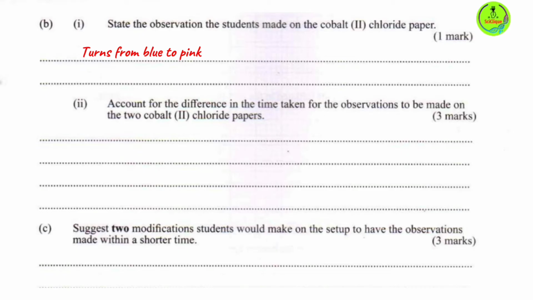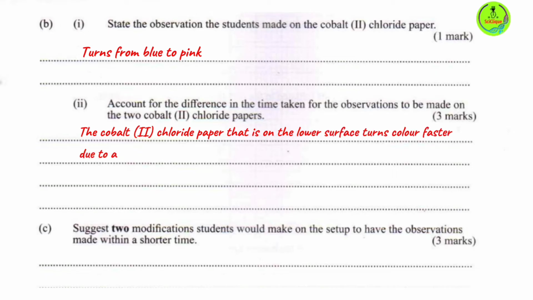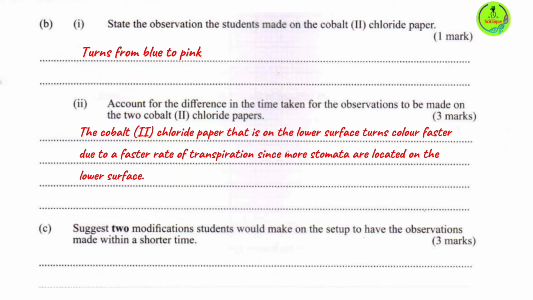Where is transpiration going to occur faster? Is it going to be on the upper surface of the leaf or the lower surface of the leaf? Yes, it's going to be on the lower surface of the leaf. So in the lower surface of the leaf, we are going to have a faster rate of transpiration. That means more water vapor is going to be lost. Therefore, you're going to have a faster change of color in the cobalt 2 chloride paper that is attached to the lower surface. Why? Because this is where you have a higher number of stomata. More stomata are located on the lower surface of the leaf compared to the upper surface of the leaf.